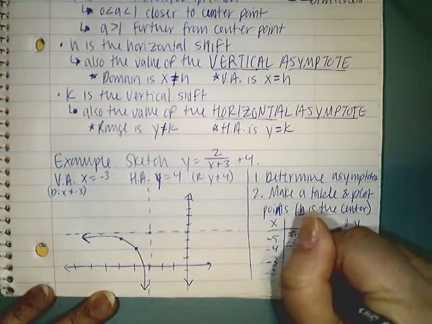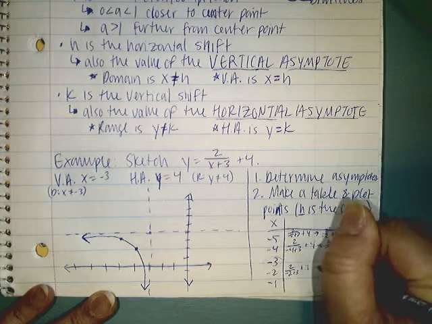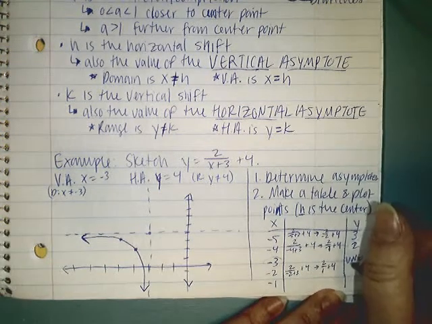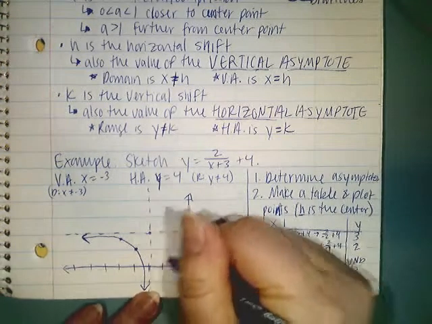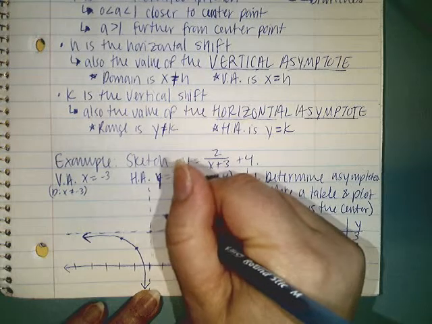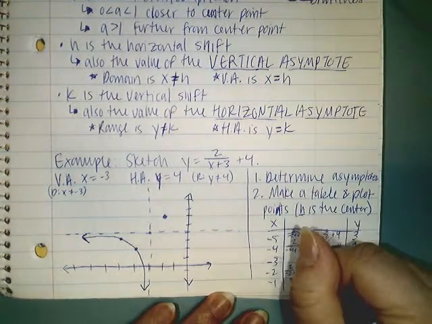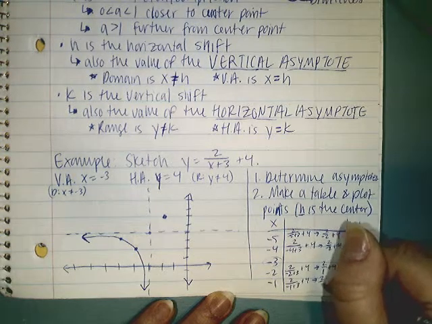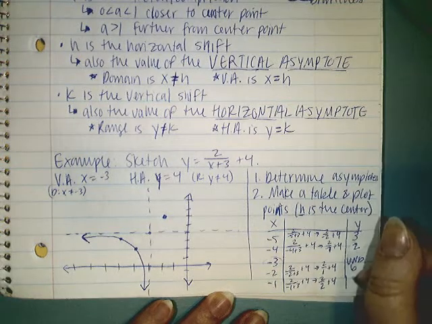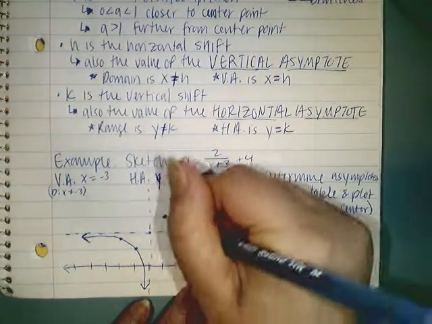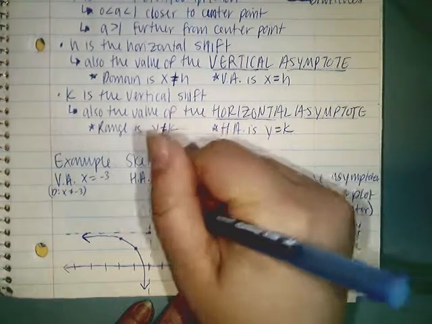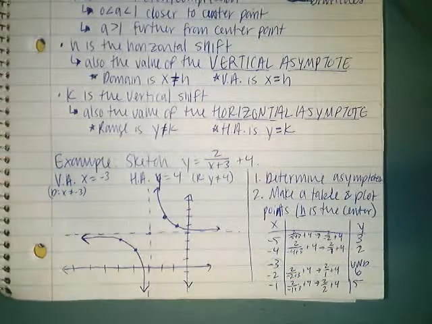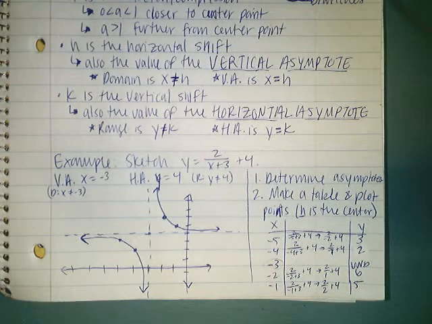So I have 2 over -2 plus 3 plus 4, which becomes 2 over 1 plus 4. 2 over 1 is 2 plus 4 is 6. So I'm going to go to -2 and then 6 and plot that point. And then last but not least, I'm going to plug in -1. So I have 2 over -1 plus 3 plus 4, and that becomes 2 over 2 plus 4, or just 1 plus 4, which is 5. So I go to -1, 5, plot that point, and now I have the other branch that I can sketch. Just make sure you never cross the asymptote, and now I have my reciprocal function.